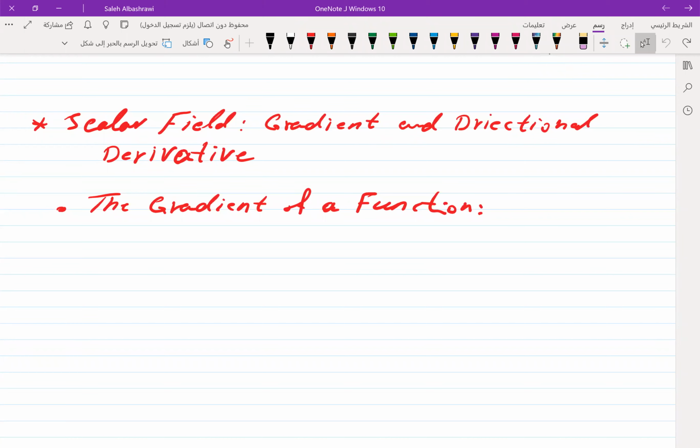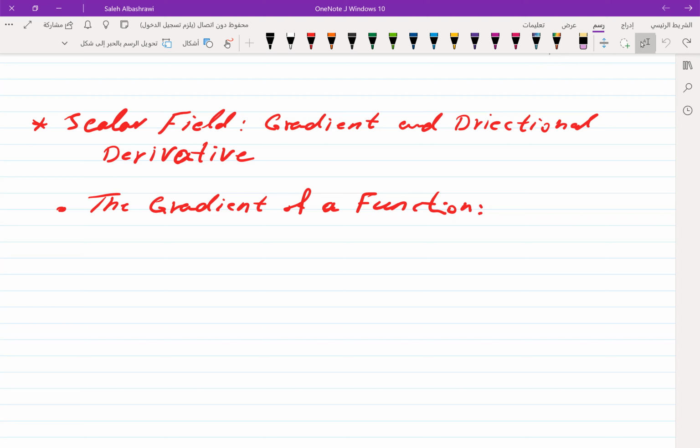In this lecture, we are going to speak about the gradient and directional derivative of a scalar field. Scalar field means we are speaking about a scalar function, not a vector function. In this part, we will speak about the gradient first, then the directional derivative, and also we will discuss the maximum value and minimum value of the directional derivative. So, starting with the gradient of a function.